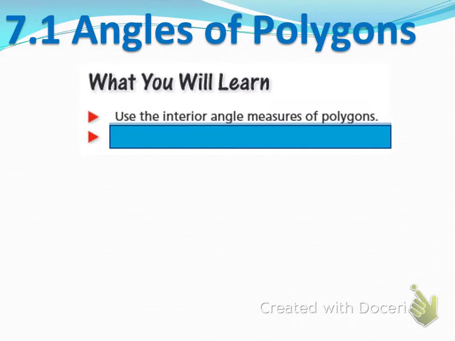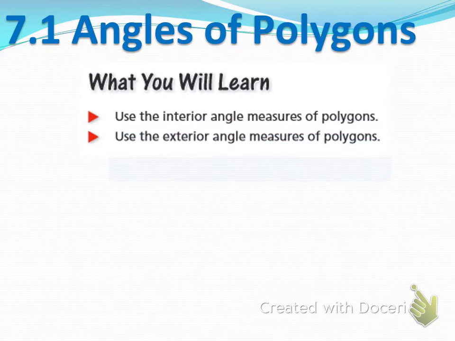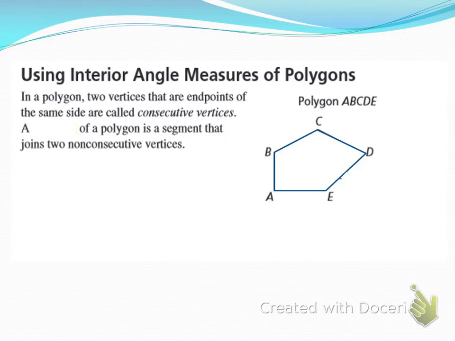So we're going to talk about the insides of the polygon, the inside angles, and then we're going to talk about the exterior angles of a polygon first. All right, so in order to do that, we gotta show you the pattern. But you have like a fill in the blank in the top. In a polygon, two vertices that are endpoints of the same side are called consecutive vertices. I will show you why it matters here in a minute.